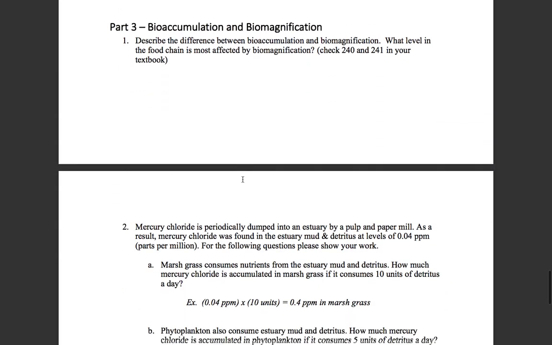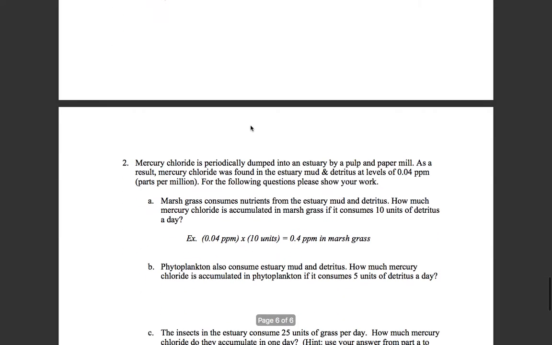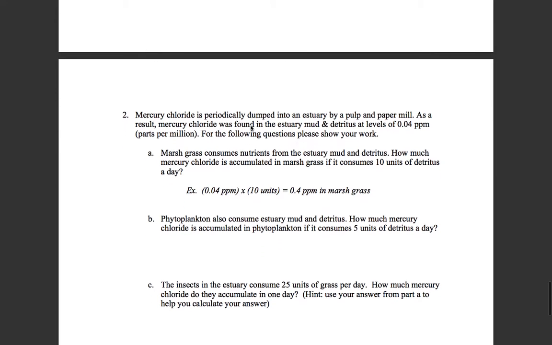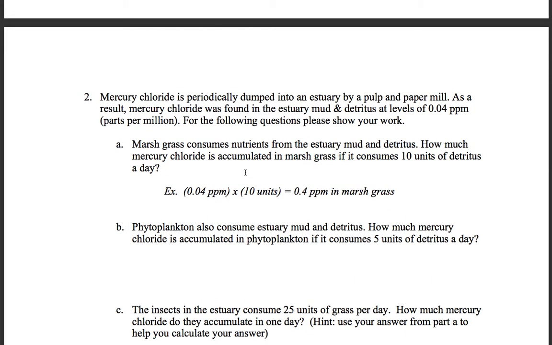Finally, part three does not have to do with oil spills, but rather bioaccumulation and biomagnification. So there's a good description of these two in your textbook. Be sure that you are reading those and then regurgitating that information in your own words when you put the definition. But then you are actually going to be doing some calculations to see how biomagnification works, especially as you go up trophic levels. And so the first one is done for you.